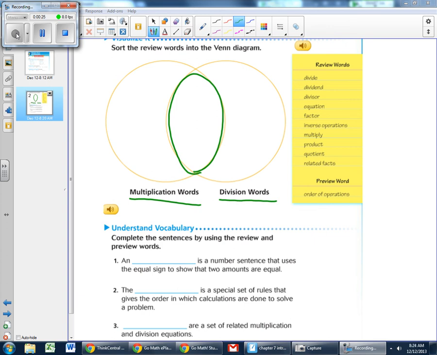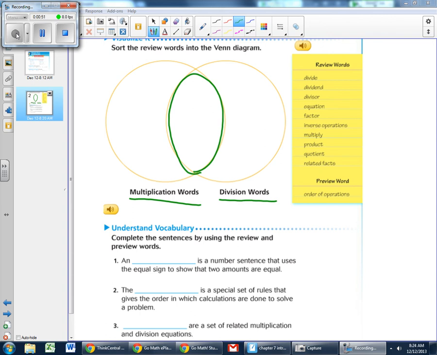We have some review words of divide, dividend, divisor, equation, factor, inverse operations, multiply, product, quotient, and related facts. And we are going to use those to fill in the Venn diagram. Then we have a preview word of order of operations, which is what we're going to do in this chapter.